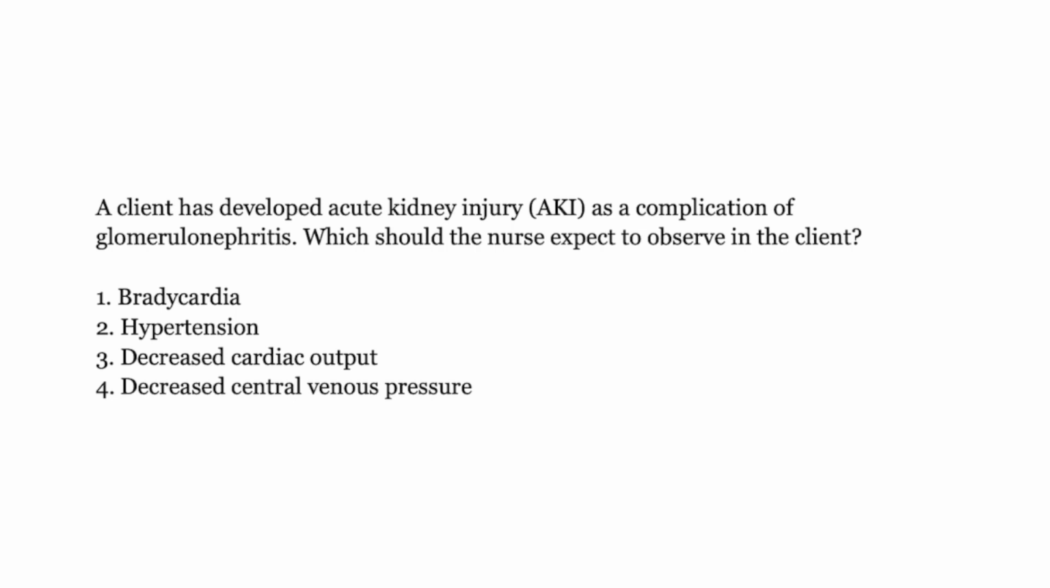Number 4, a client has developed acute kidney injury as a complication of glomerulonephritis. Which should the nurse expect to observe in the client? 1, bradycardia, 2, hypertension, 3, decreased cardiac output, or 4, decreased central venous pressure. Here the answer is number 2, hypertension.